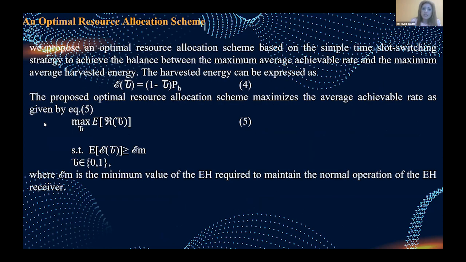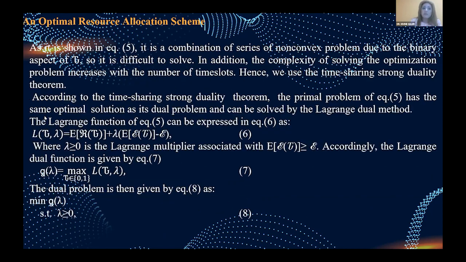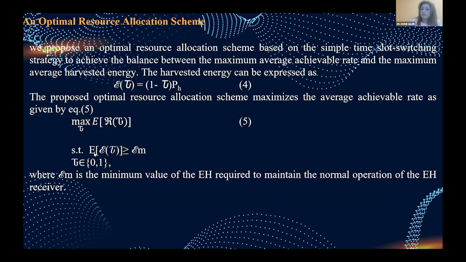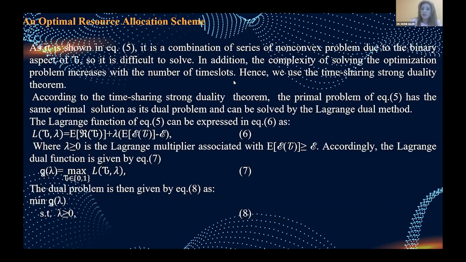And here, accordingly, we formulate the harvested energy, which is given by equation 4. So the proposed optimal resource allocation scheme that maximizes the average achievable rate is given by equation 5. As it is seen here, it is not straightforward. It's a non-convex problem due to the binary aspect of tau, so it is difficult to solve. In addition, the complexity also increases as the number of slots increases.